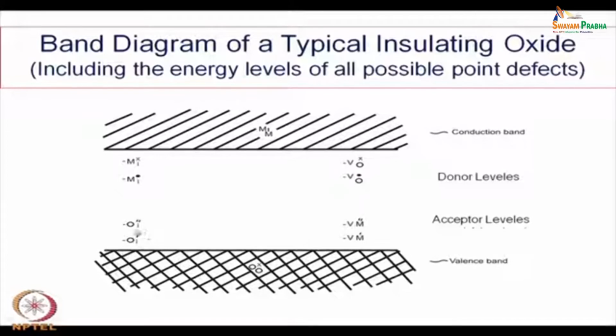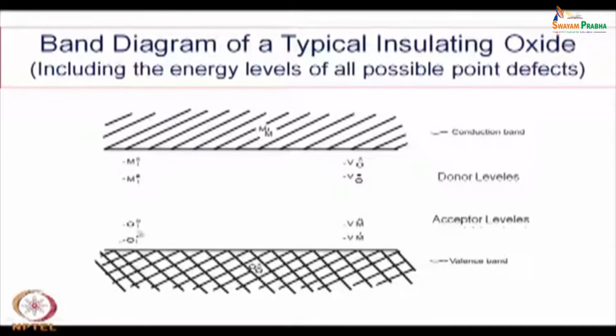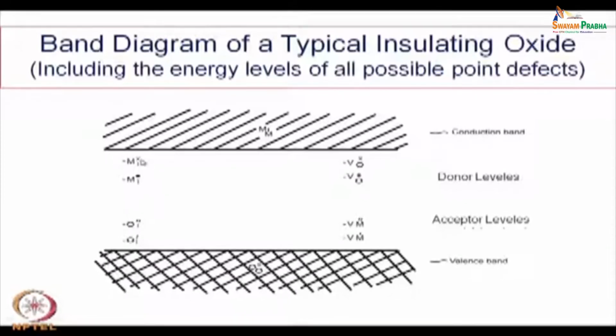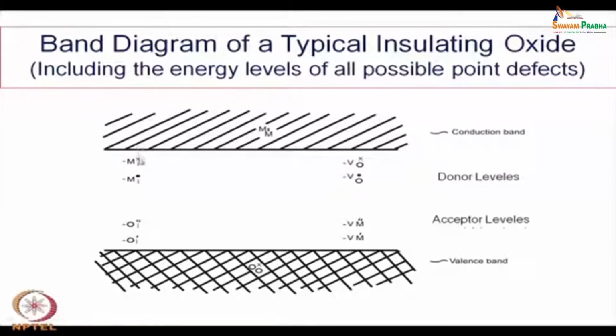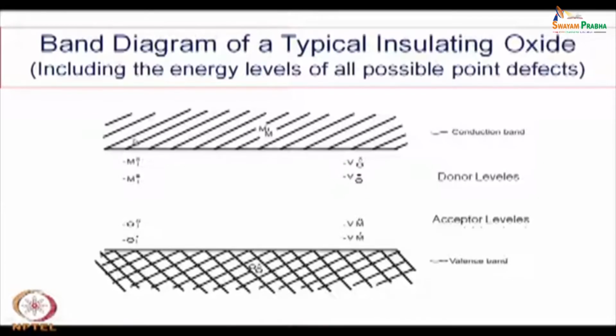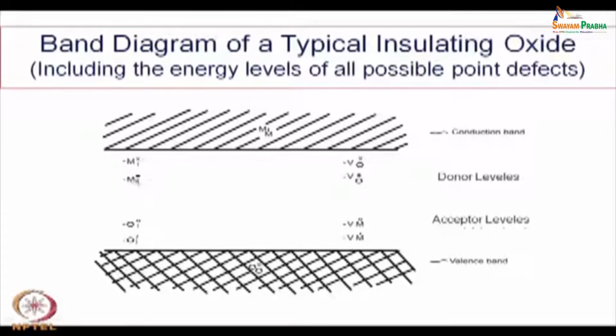This will accept one electron and become negatively charged; if they accept two electrons, it will be doubly negatively charged like this. Now, here it will donate electrons. A neutral atom will donate an electron and become positively charged, and the interstitial will donate an electron and become neutral, and then when one more electron is donated, it will be singly positively charged.